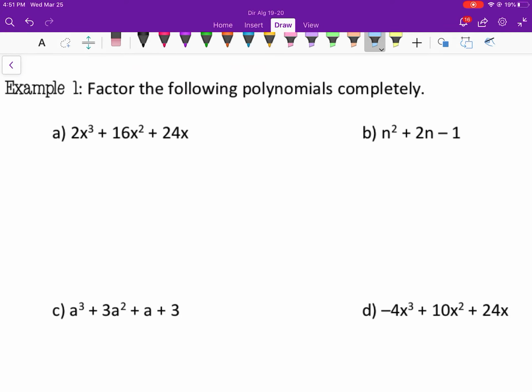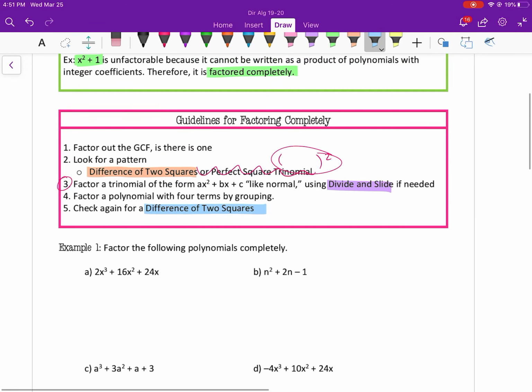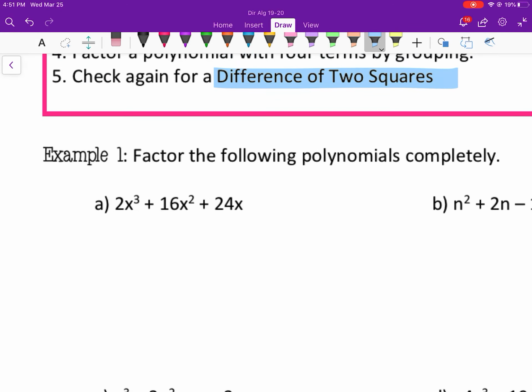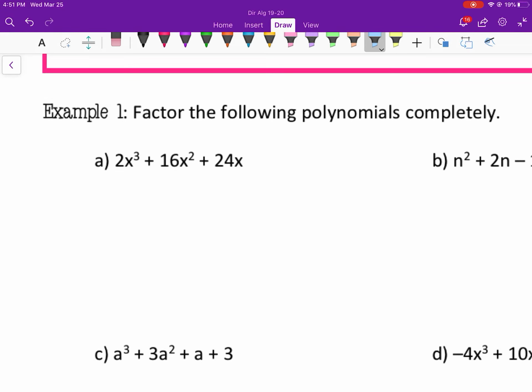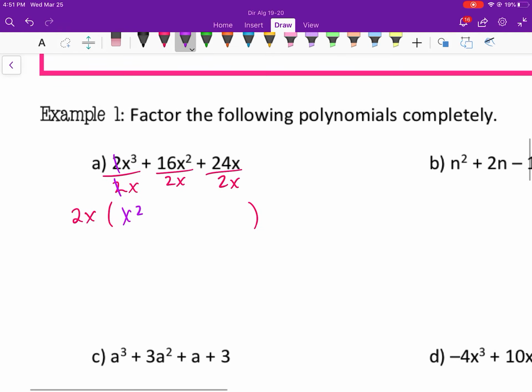So in example 1, and I think it's really all example 1 technically, example 1a, we want to factor completely. So we always start first looking for a GCF. So what can I take out of all 3 of those terms? A 2x. And remember, with GCFs, we don't throw them out the window, we set them aside. 2x cubed divided by 2x, 2's cancel, and you're left with x squared. Plus 16x squared divided by 2x, 16 divided by 2 would give you an 8, x squared divided by x is an x. And then 24x over 2x is just a positive 12.